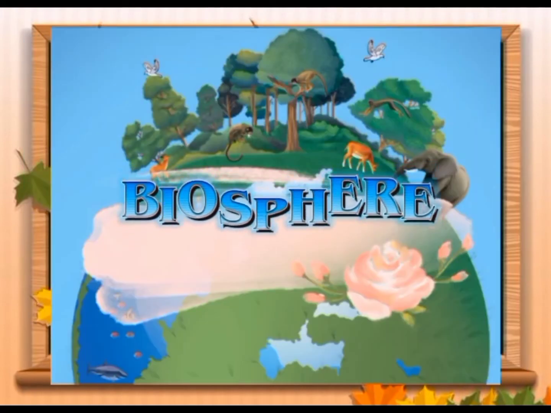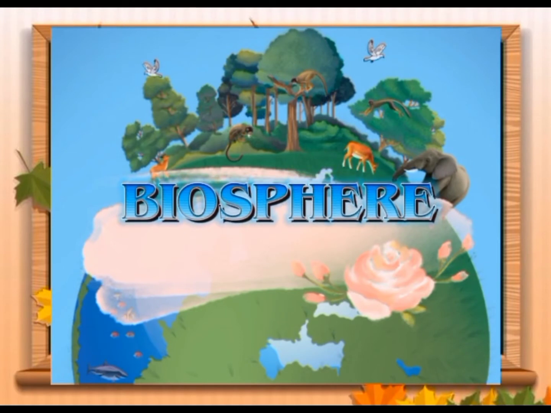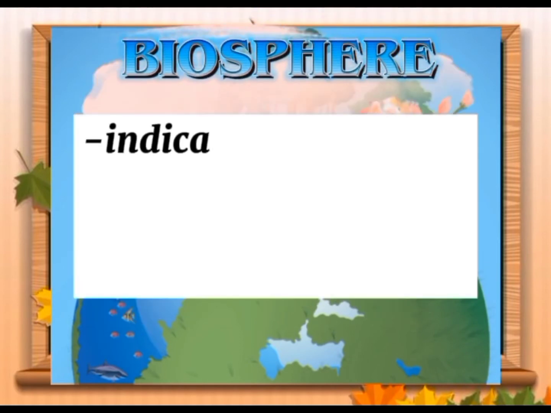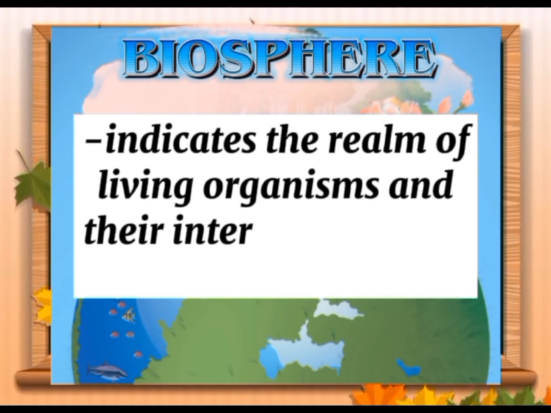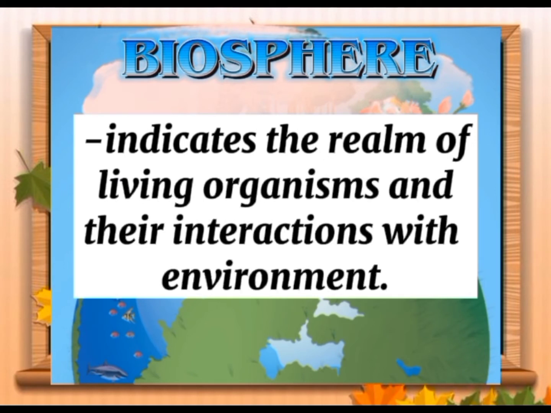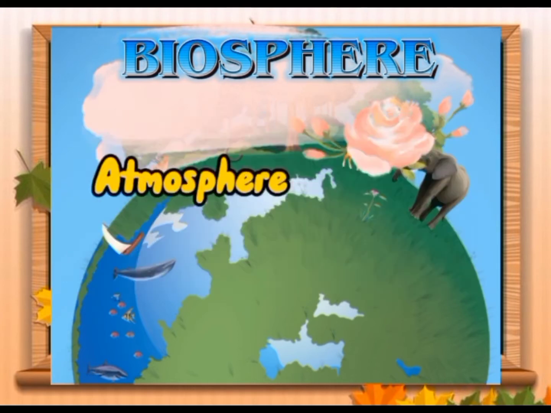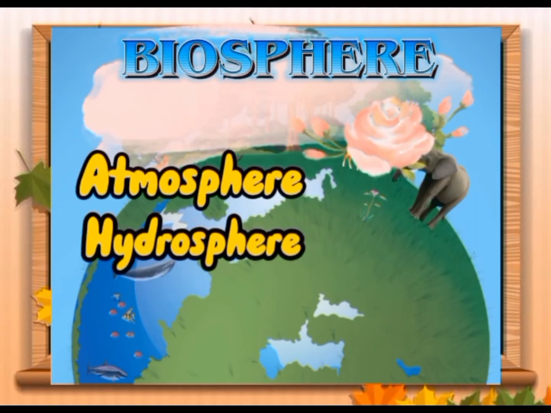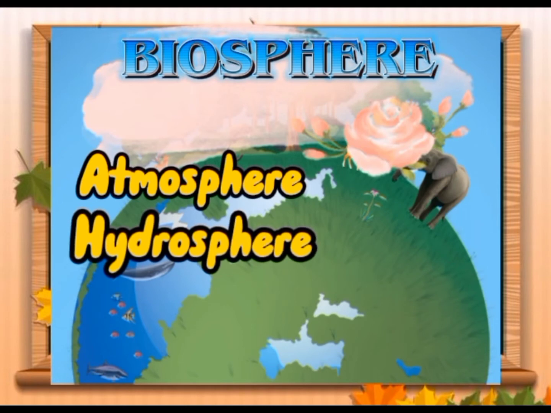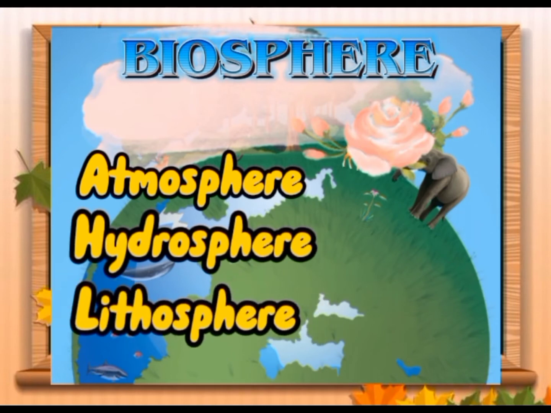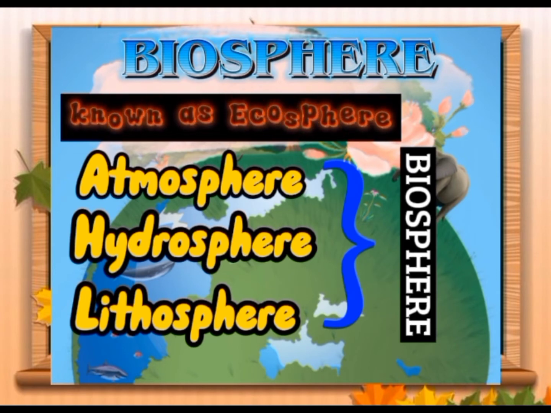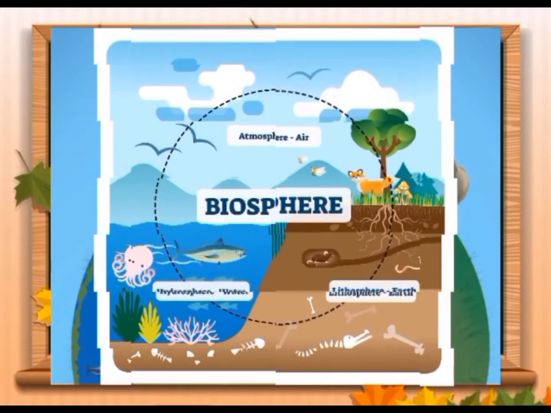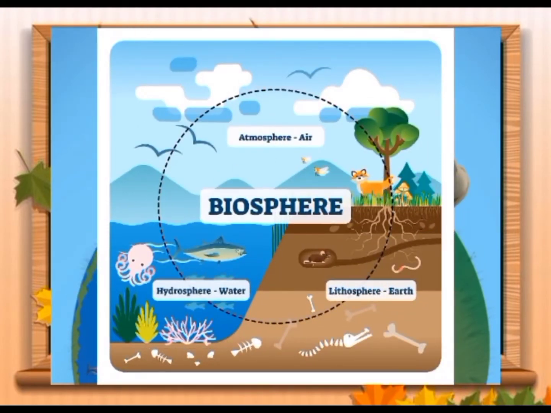The fourth sphere of the Earth is the biosphere. It indicates the realm of living organisms and their interaction with the environment. It consists of the three: atmosphere, which is air, hydrosphere, which is water, and lithosphere, which is the earth. It is also known as the ecosphere, the worldwide sum of all ecosystems. This picture illustrates what the biosphere is.